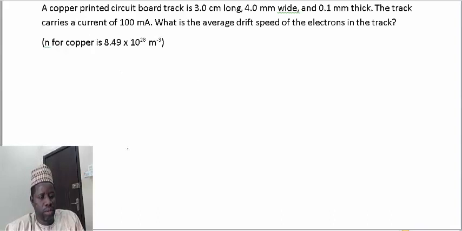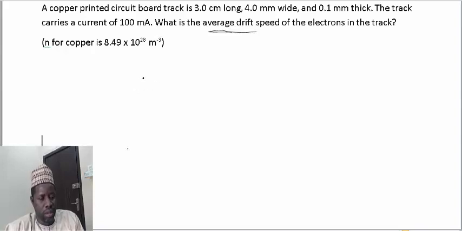We are told that we have a copper printed circuit board and there is a track which has the following dimensions: the length of the track is 3 centimeters, the width of the track is 4 millimeters, and the thickness of the track is 0.1 millimeter. And this track is carrying a current of 100 milliamp, and the question is to evaluate the drift velocity of the electrons that are moving along the track.